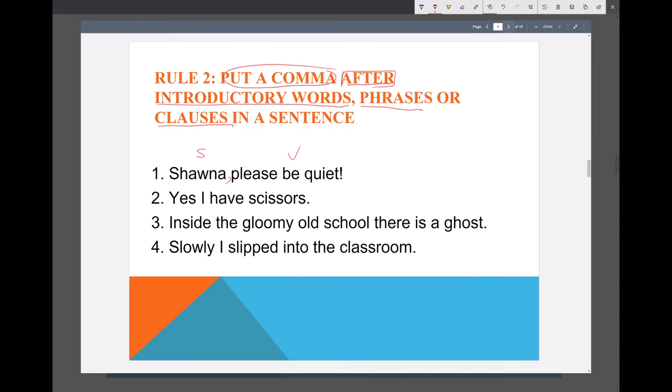Okay, you can pause this video at the moment and figure out where to put the commas for the next 3 sentences. Yes, I have scissors. Inside the gloomy old school, there is a ghost. Slowly, I slipped into the classroom. Take a pause and write these sentences and put the commas there.